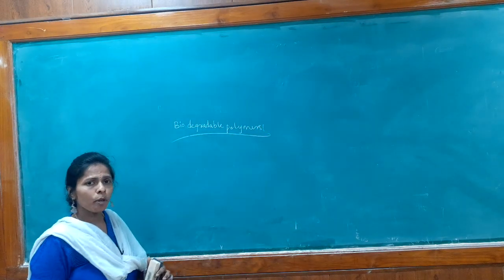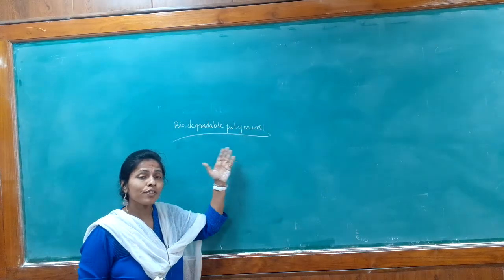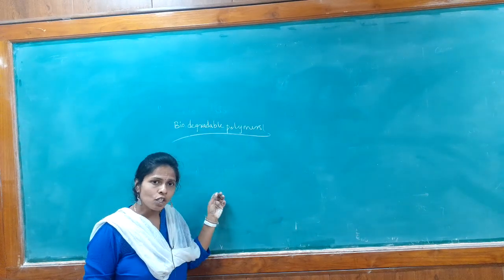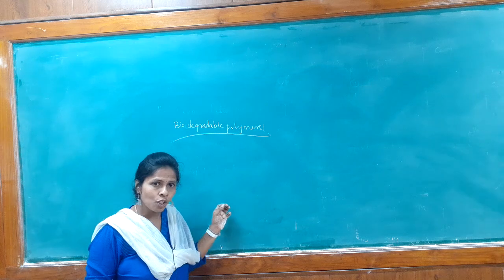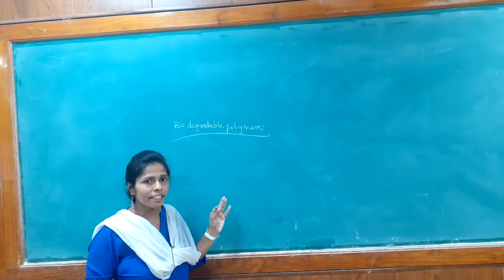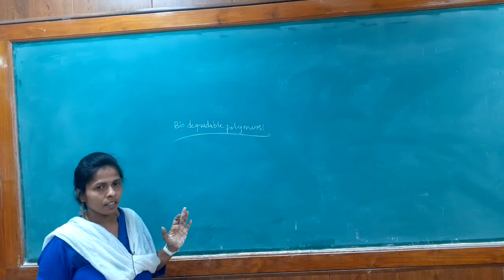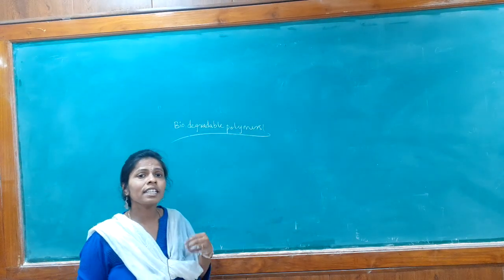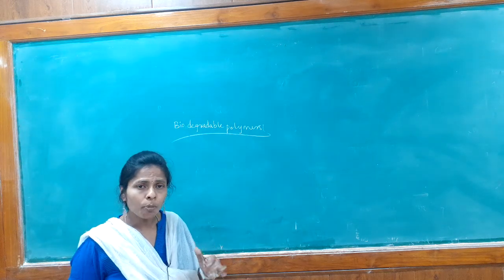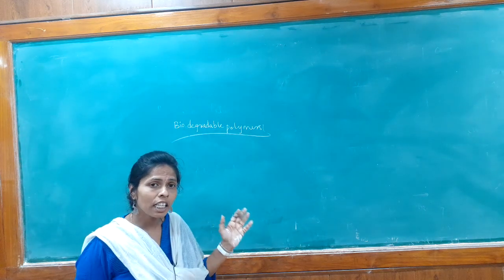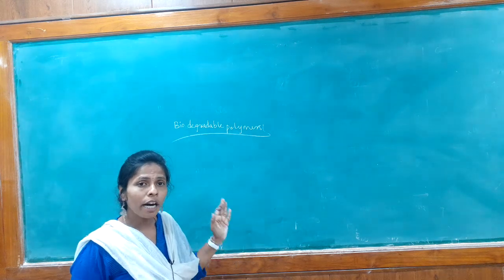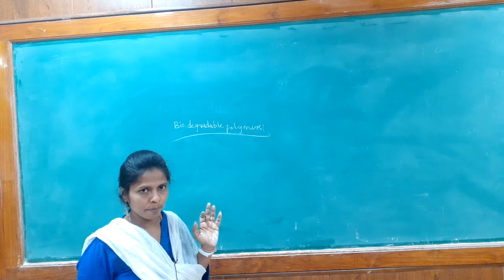So the biodegradable polymers are nothing but the polymers which decompose in the environment in the presence of bacteria, or in the presence of enzymes, or in the presence of fungi. And these do not release any pollutants into the environment. So without polluting the environment, these decompose easily. That is called biodegradable polymers.